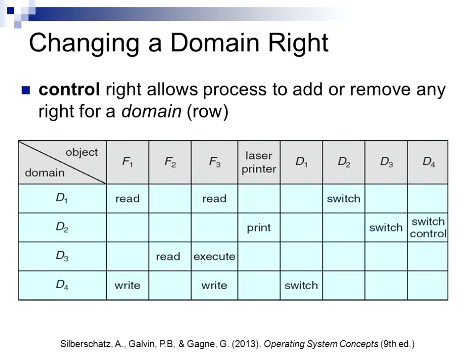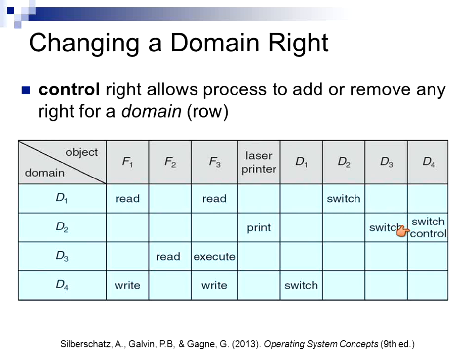Okay, now what about changing a domain right? The control right allows a process to add or remove any right for a domain. In this case, we say that domain 2 has control access to domain 4. So domain 2 would have the authority, let's say, to control domain 4. Any process executing in domain 2 could modify domain 4, and that's what this grid is showing us.